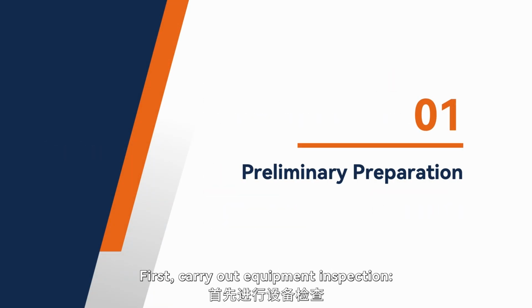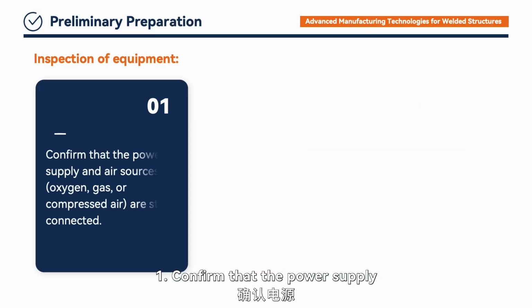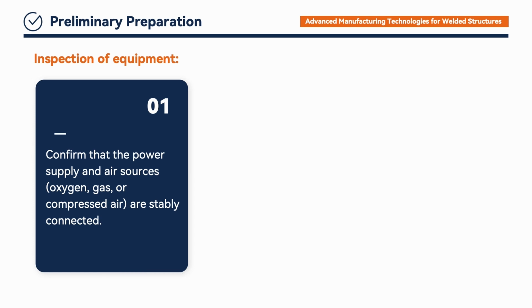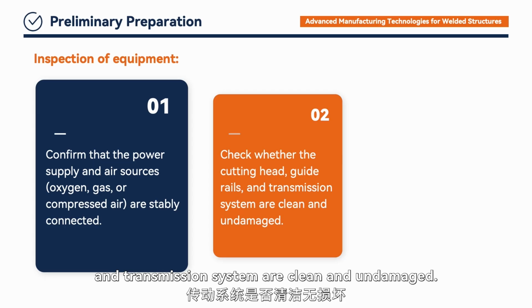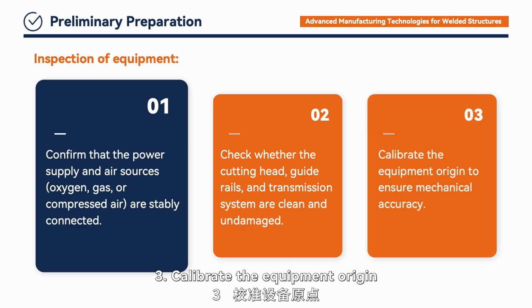First, carry out equipment inspection. 1. Confirm that the power supply and air sources, oxygen, gas, or compressed air, are stably connected. 2. Check whether the cutting head, guide rails, and transmission system are clean and undamaged. 3. Calibrate the equipment origin to ensure mechanical accuracy.